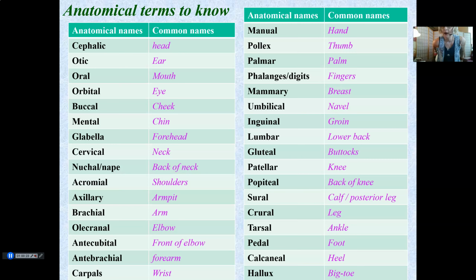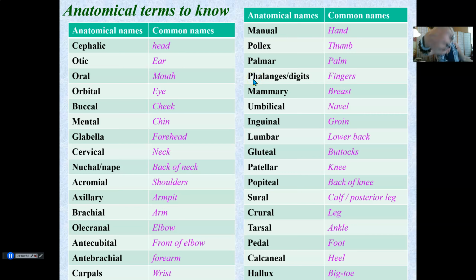Now, the carpals are the wrist. The carpals are the wrist bones, and they're located right in here. Let's see if you can see this. So the carpal bones are going to be right in here. When you look at a hand, these are the metacarpals. And if you look even further, the thumb is called the pollex. And the phalanges are the digits.